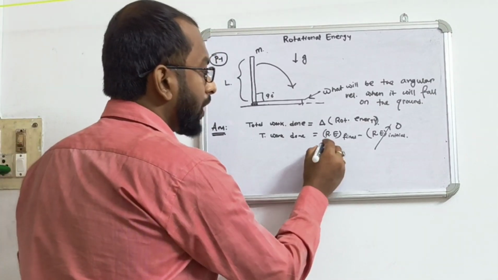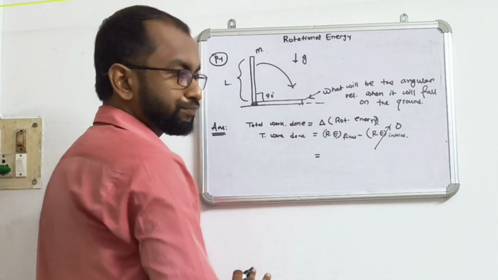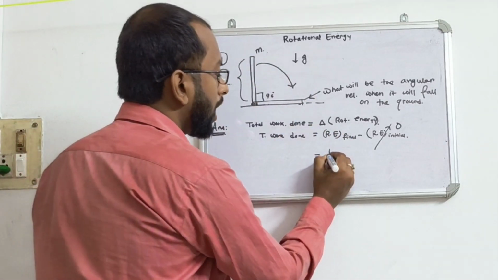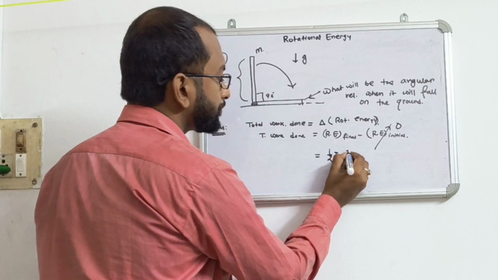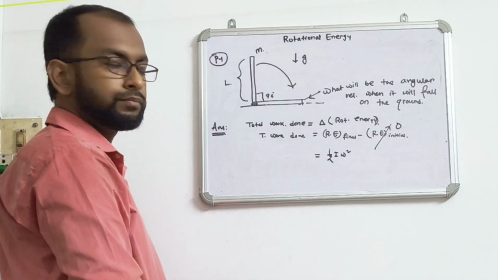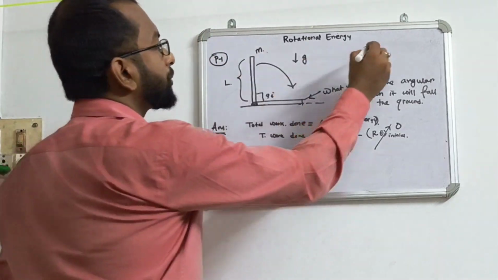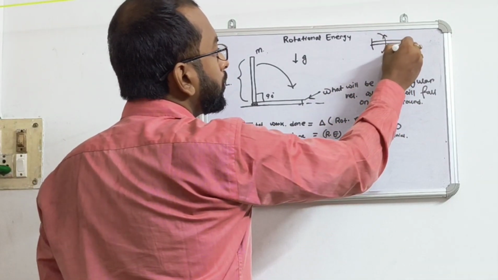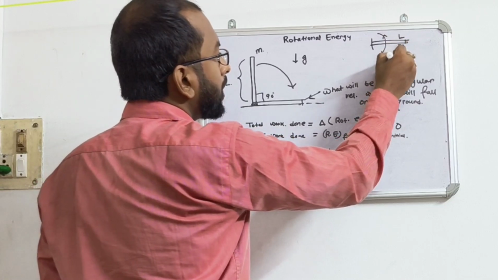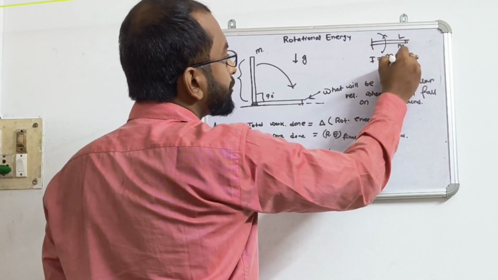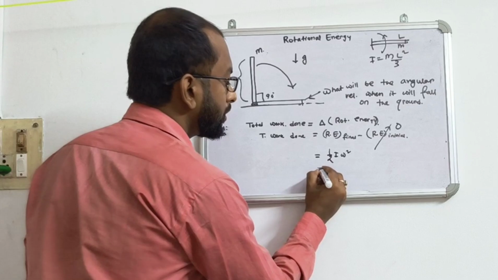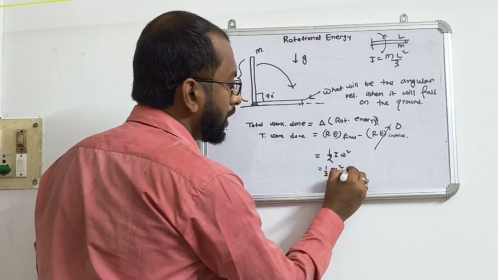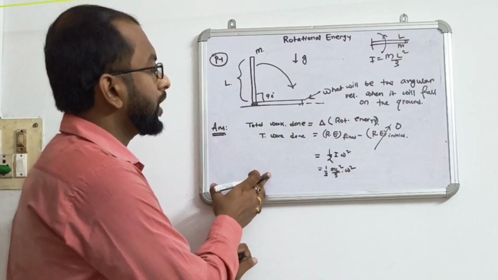Let's assume that the final angular velocity will be omega. What will be the rotational energy for this rod of mass m and length L? Half of I omega square. We have to find this omega. I for this rod with respect to one extreme end, if the mass is m and length is L, the moment of inertia is m L square by 3. So we'll just put that: half of m L square by 3 into omega square is equal to net work done.